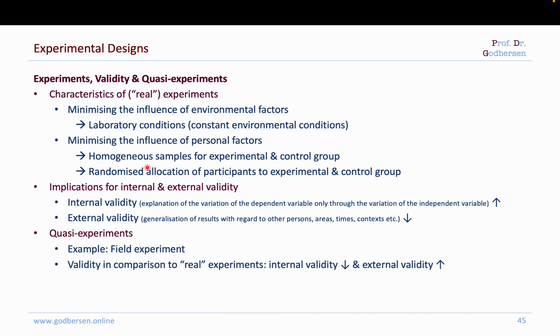If I have such laboratory conditions and the randomized allocation of participants to experimental and control group, in other words, homogeneous samples in both groups, I have a high degree of internal validity. I can say it was only the stimulus, it was only the independent variable that impacted the dependent variable. But we're not living in such sterile environments. Thus, the external validity is rather on a low level with pure experiments.